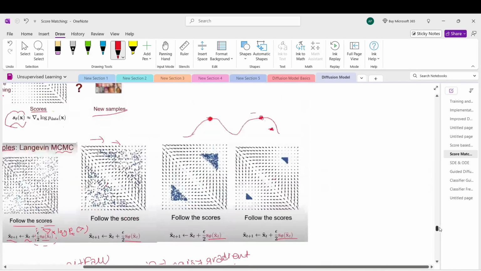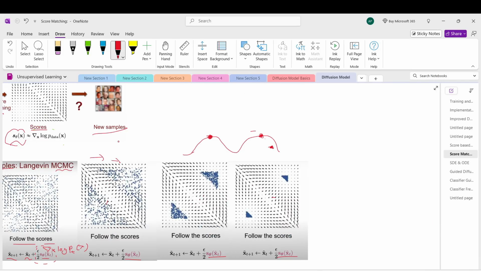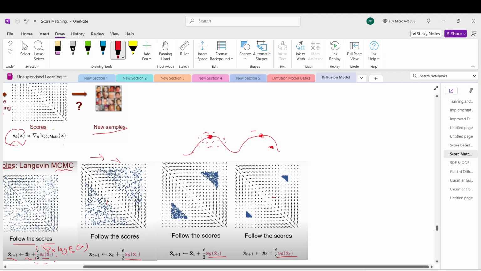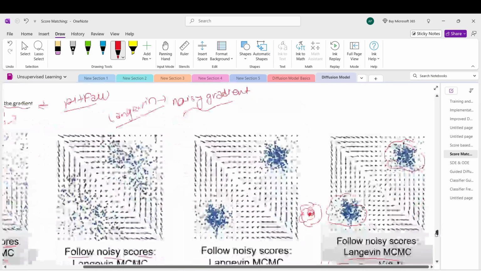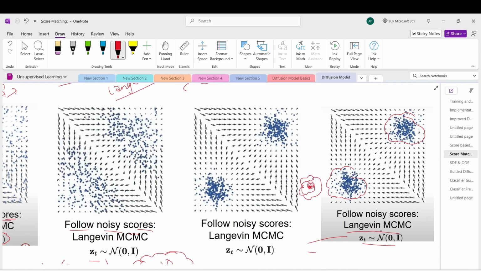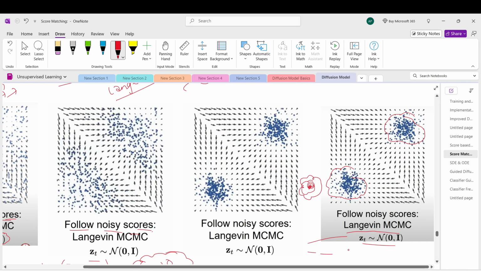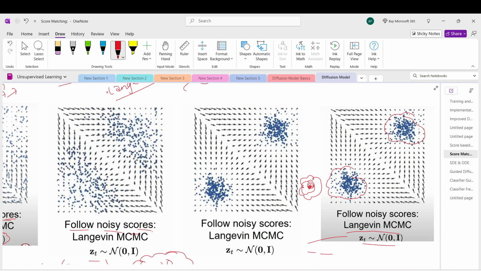In this case, you are not just giving the probability mass at a single point like here. You are giving the probability mass across this space. So if you apply this Langevin MCMC, you will obtain samples at the right points.